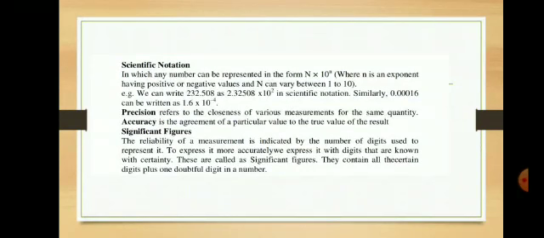Precision. It refers to the closeness of various measurements for the same quantity. Accuracy. It is the agreement of a particular value to the true value of the result. Significant figures. The reliability of a measurement is indicated by the number of digits used to represent it. It expresses it more accurately. We express it with digits that are known with certainty. These are called significant figures. They contain all the certain digits plus one doubtful digit in a number.